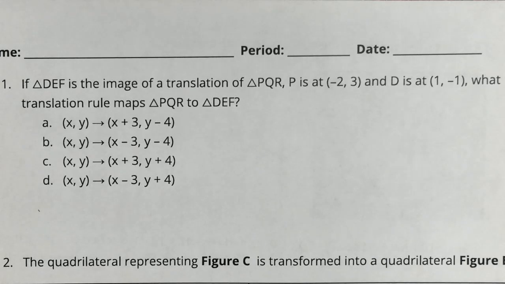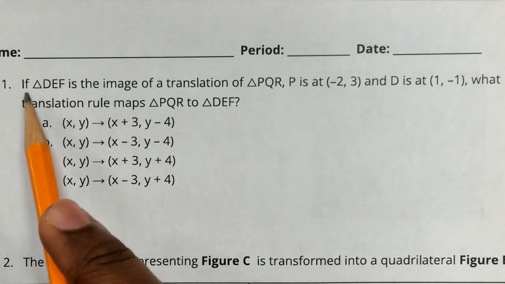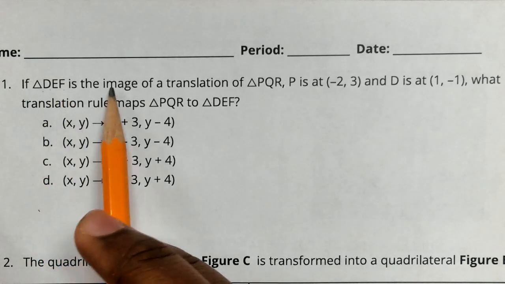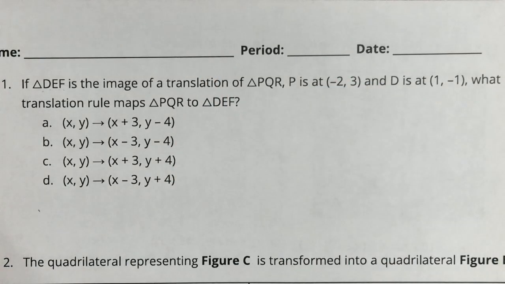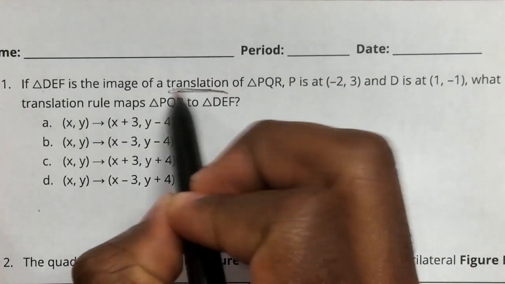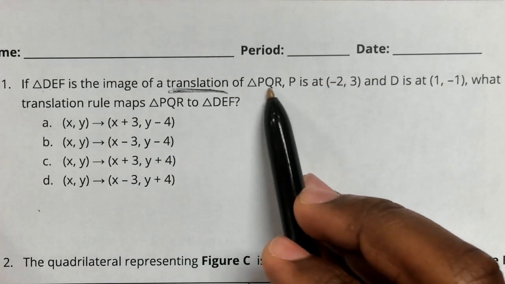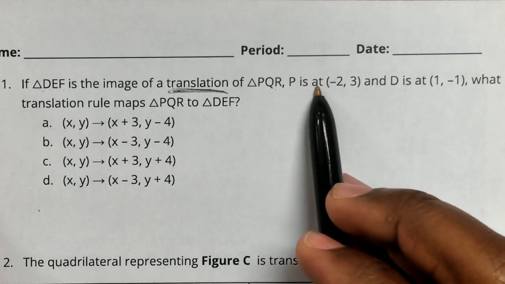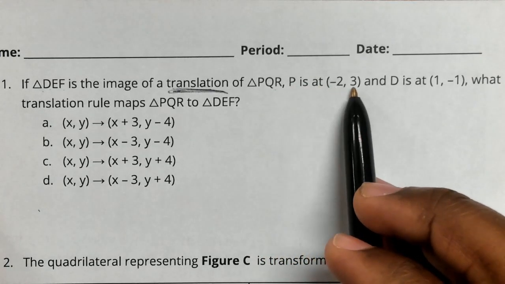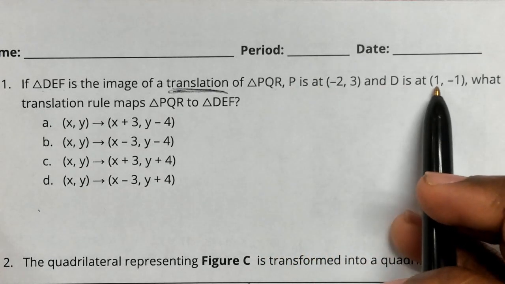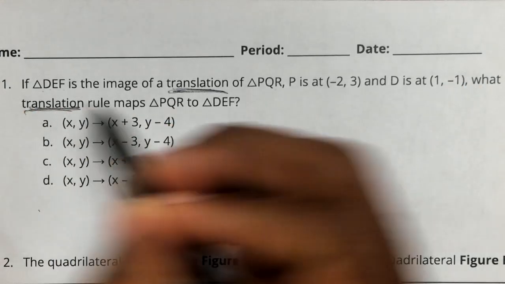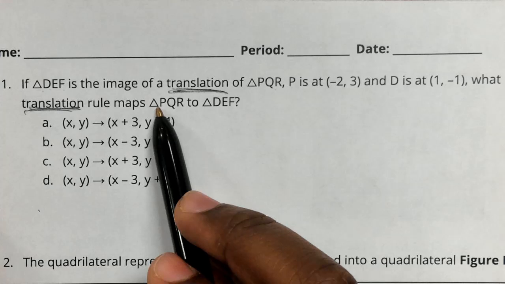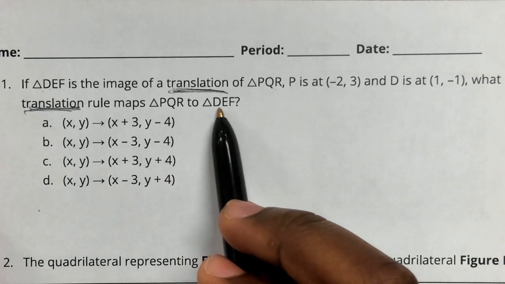Unit 3, Rigid Transformation, District Mark, question number 1. So the question says, if the triangle DEF is the image of a translation, okay, so translation is an important word, of triangle PQR, where P is at the point -2, 3, and D is at the point 1, -1, what is the translation, so again we see that word, rule that maps PQR to DEF.